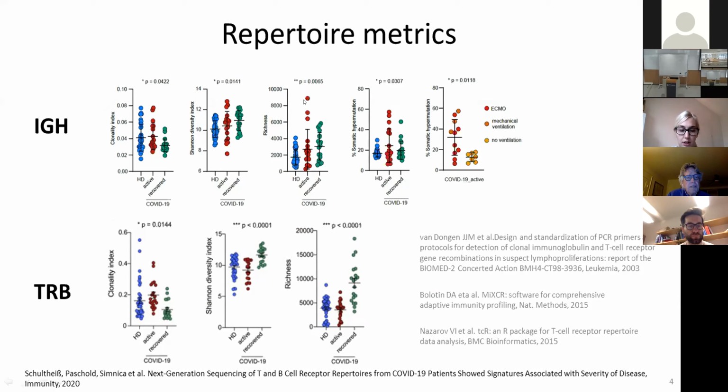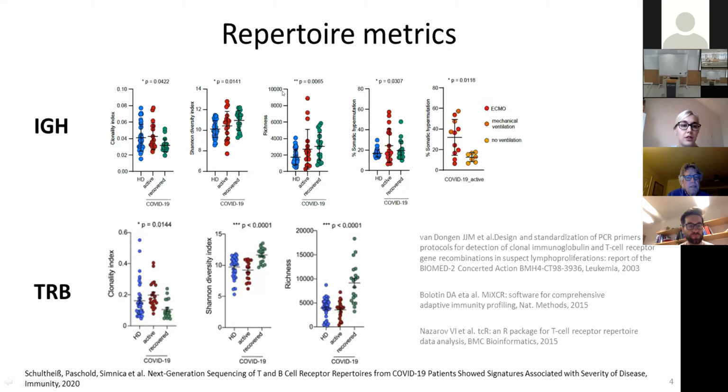The first thing we do after sequencing a new batch of samples is to look at the repertoire metrics: clonality, diversity, and richness. The most important thing is to have a control group, which is also age matched, because we have shown before that age does have an influence on the repertoire metrics, and with increasing age, the richness decreases. So we are lucky to have a large pool of healthy donors from which we extract an age matched control for all our samples.